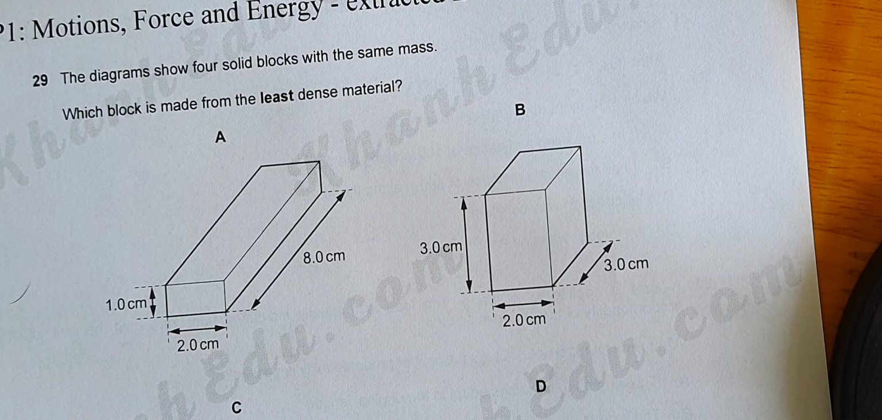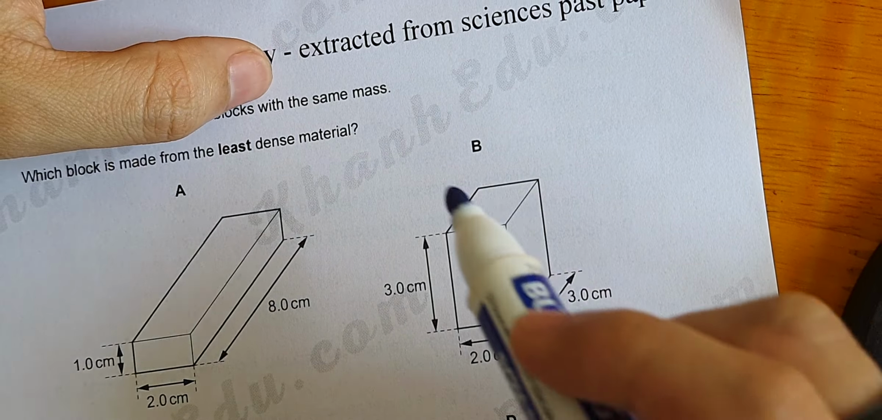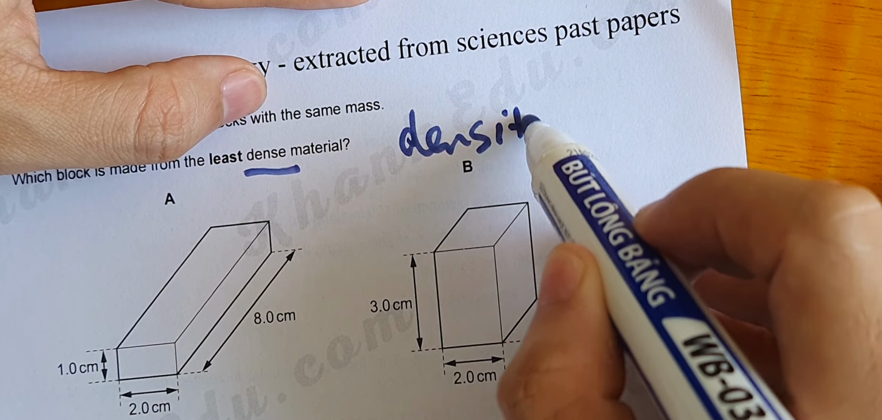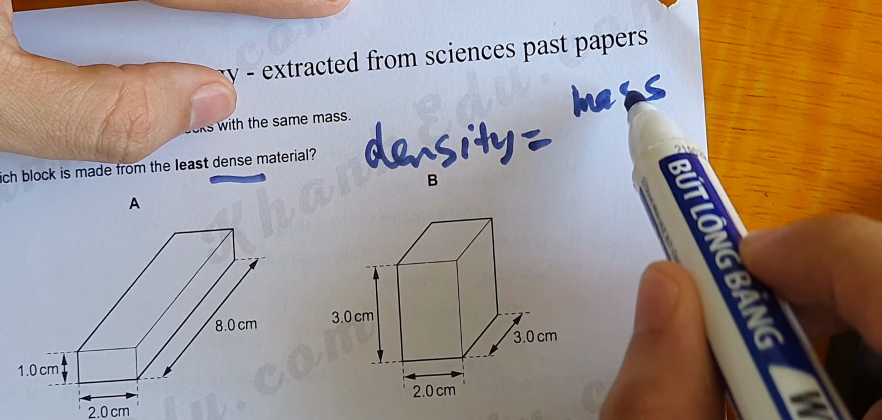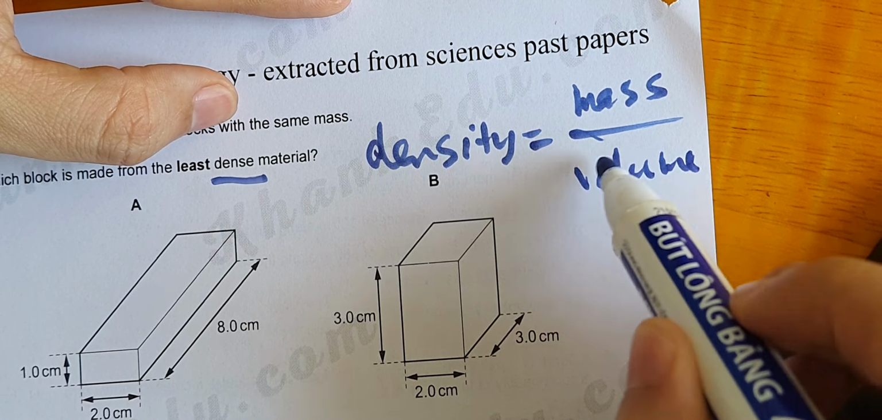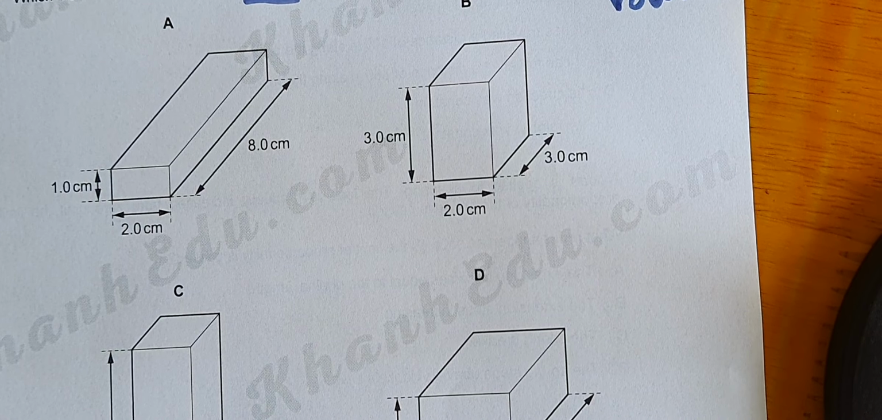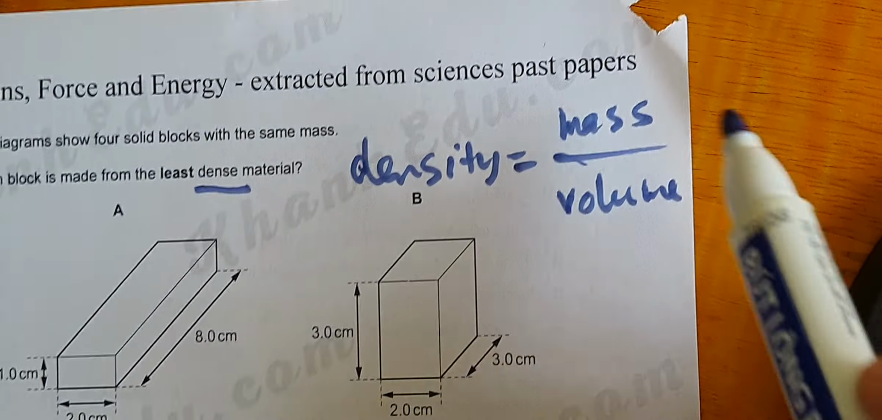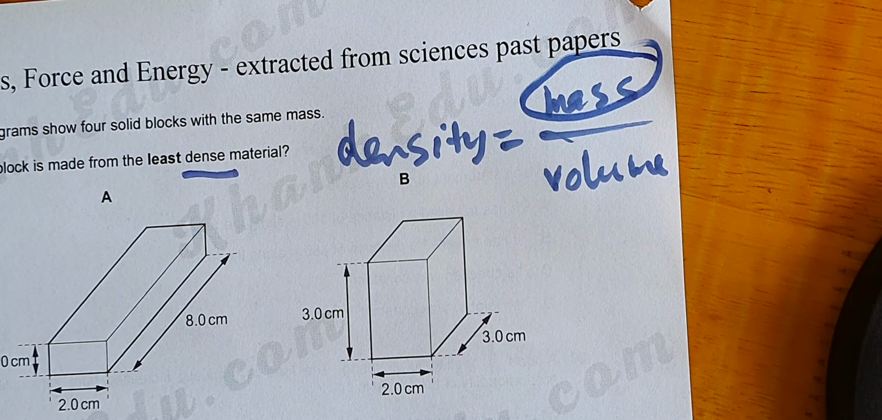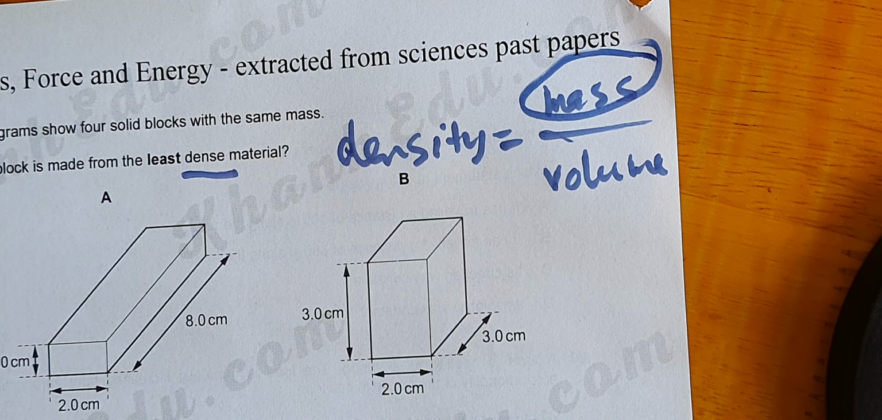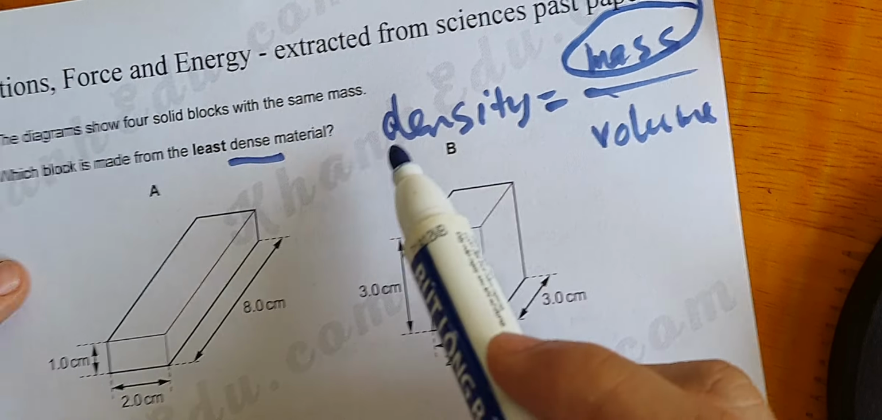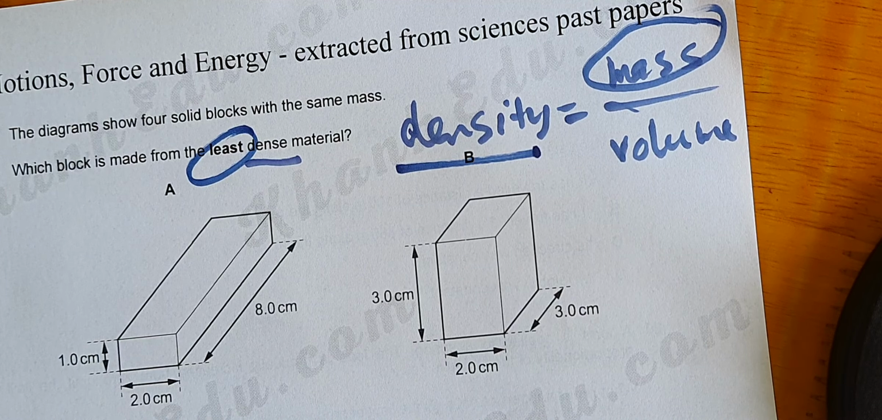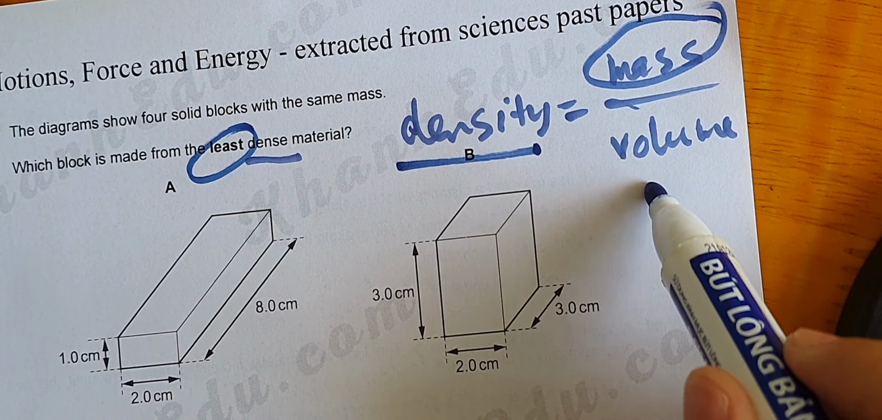So in order to do this problem, we need to remember the formula for the density. So the density equals mass over volume. Okay, remember that in your mind. So here are the 4 blocks that have the same mass. The mass is the same, and all we have to do is just find the maximum volume, because they need to find the least density, but the volume is in the denominator, so we need to find the maximum volume.